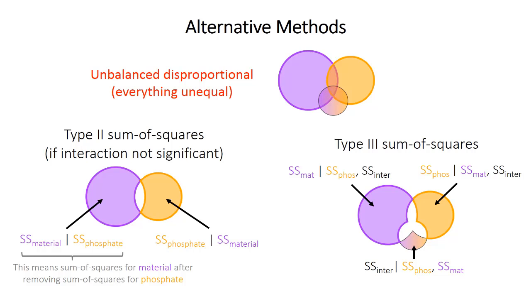So if you have an unbalanced design, beware of the standard R ANOVA functions and use alternatives with either type 2 or type 3 sum of squares, or use something called the general linear model, which I'll cover in a future video.